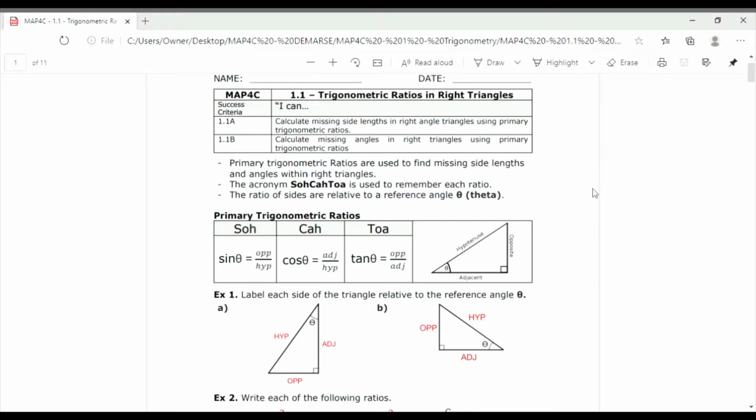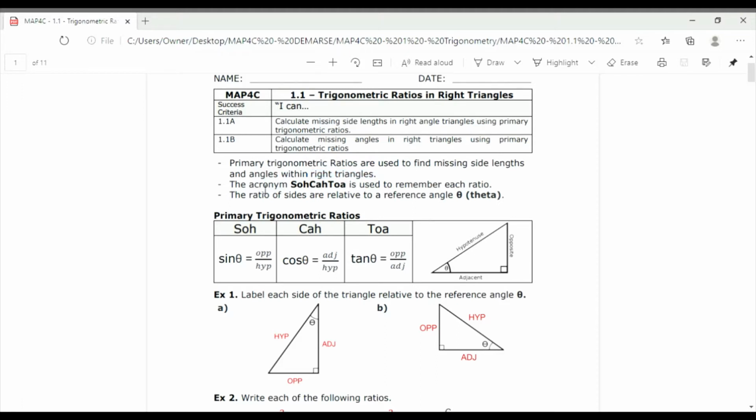This is the video lesson for 1.1, the lesson of trigonometric ratios in right triangles. In this lesson, we'll be using primary trigonometric ratios to find missing side lengths and angles within right triangles. Recall, a right triangle is a triangle where one of its angles is a right angle, a 90-degree angle.